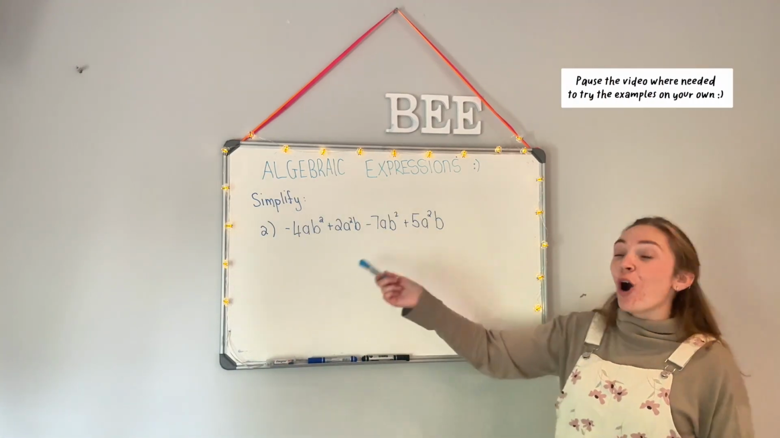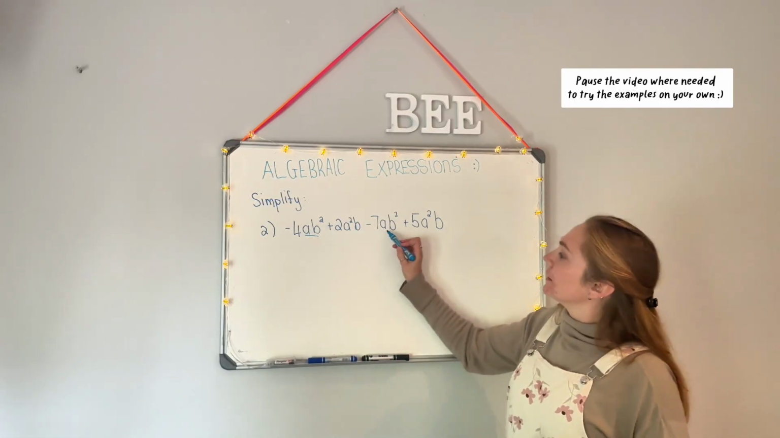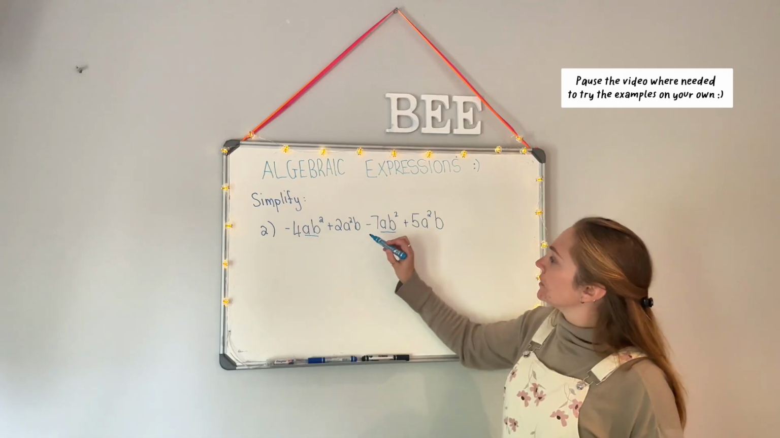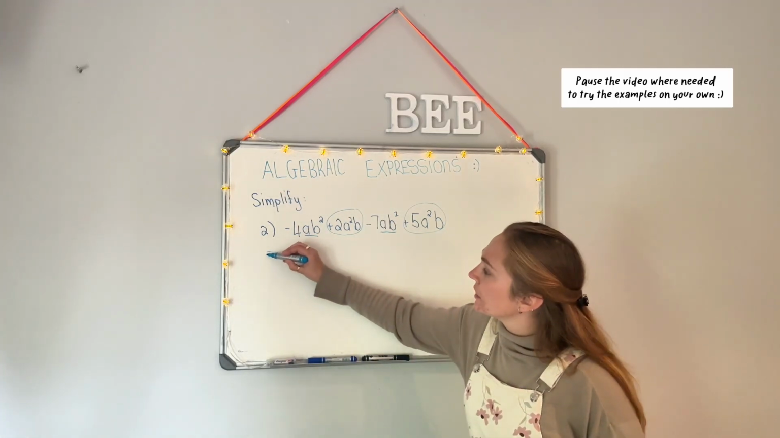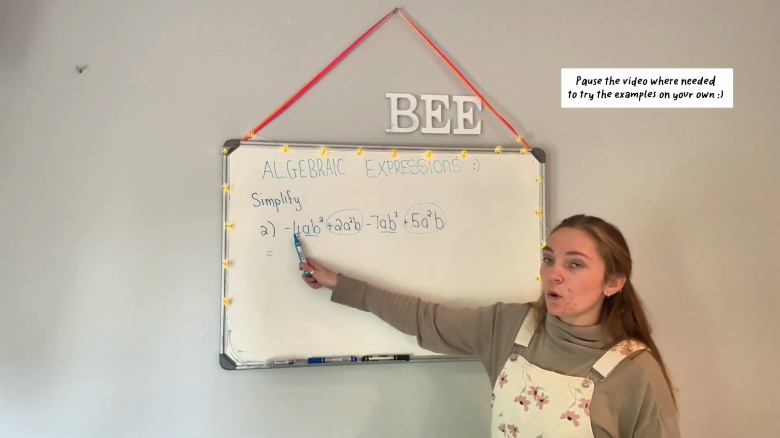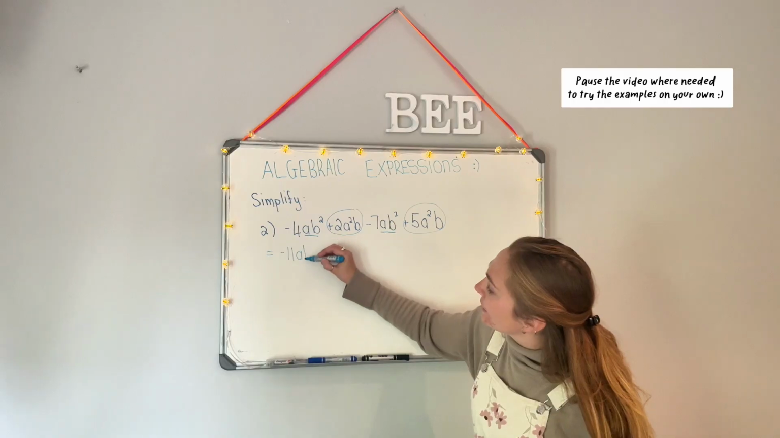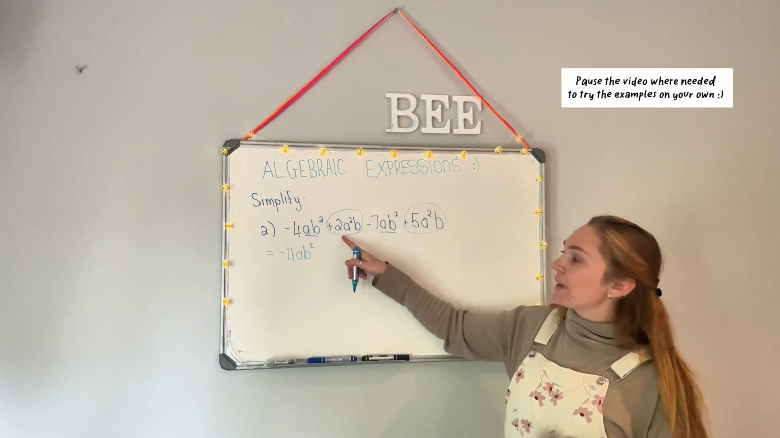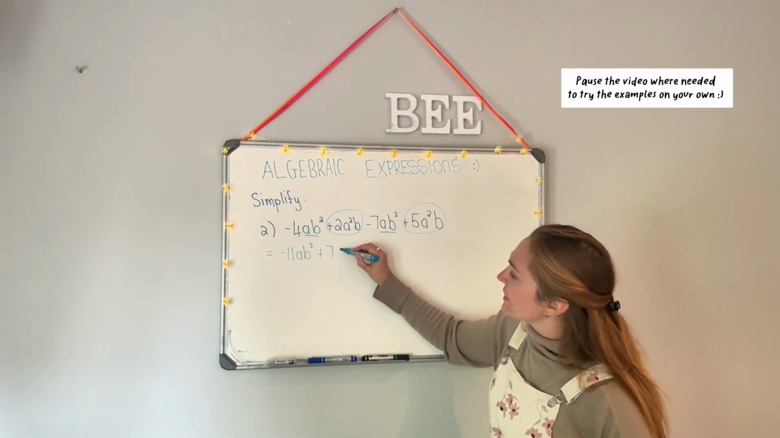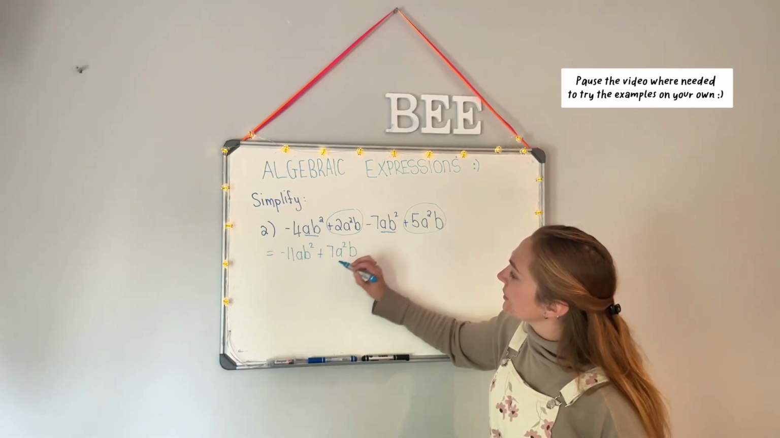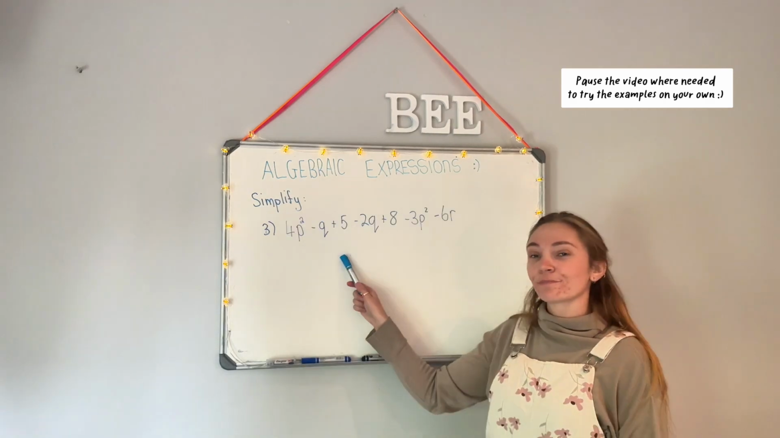First thing we're checking are the like bases. AB squared, AB squared. A squared B, A squared B. Minus 4, minus 7, minus 11AB squared. Plus 2, plus 5, plus 7A squared B. And that's my answer.